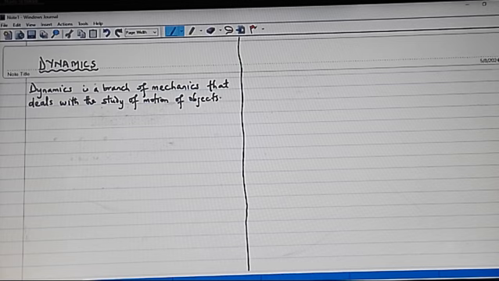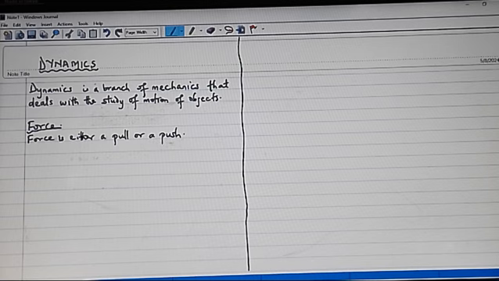And what causes an object to move? It is force. So by extension, we are now going to consider force. The general definition of force is that force is either a pull or a push. That is the general definition of force.